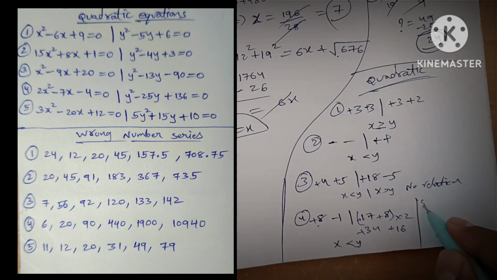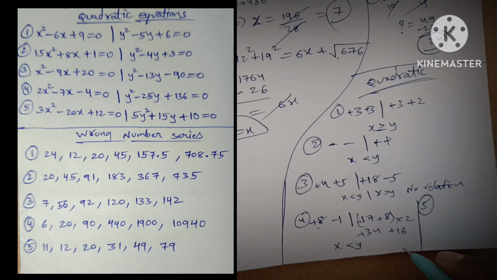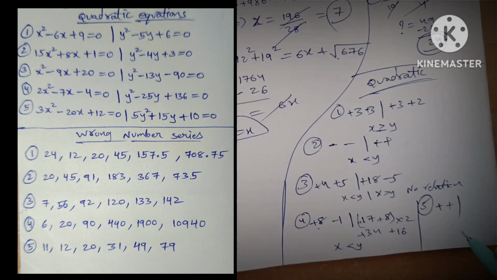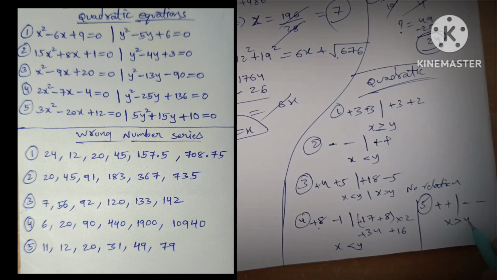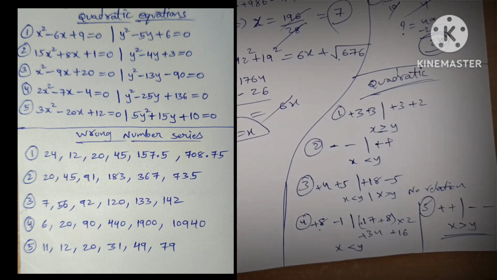Okay, we go for fifth question. 3x square minus 20x plus 12 equals to 0. Here the roots are positive. And 5y square plus 15y plus 10 equals to 0. Here the roots are negative. So x is greater than y. This is our fifth one.